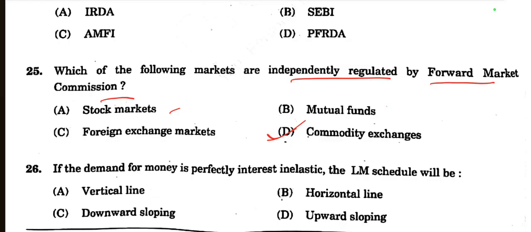In other markets, like the stock market, mutual fund, and foreign exchange market, these are not independently regulated. Only the commodity exchanges market is independently regulated. So option D is the right choice here.